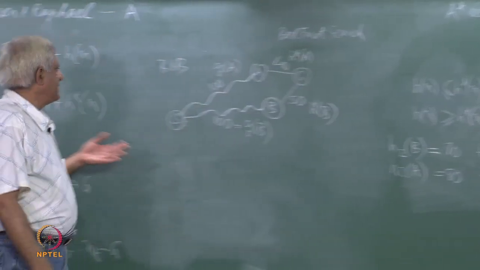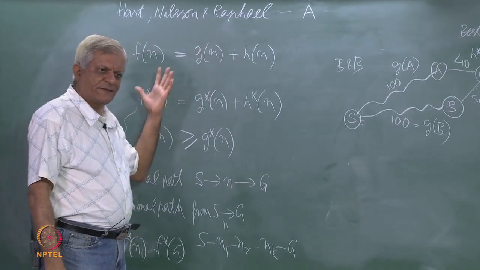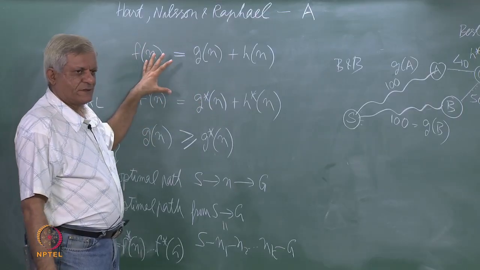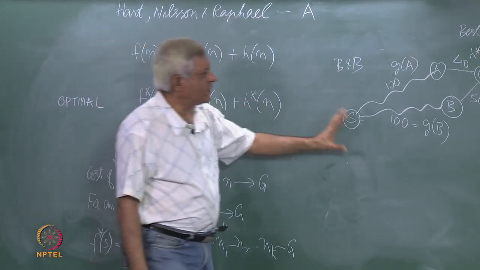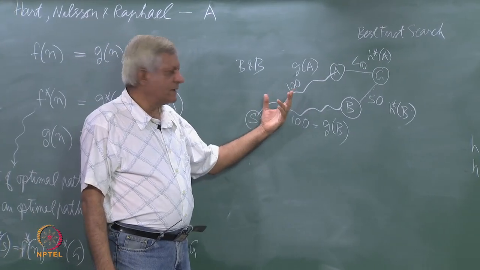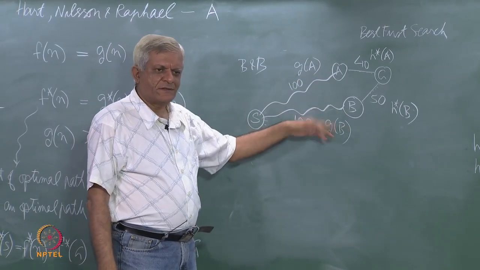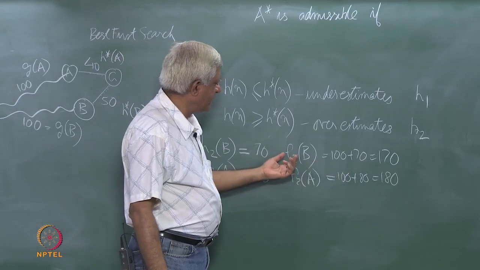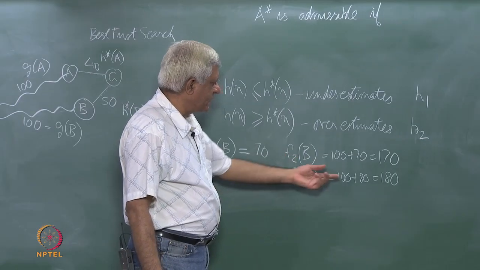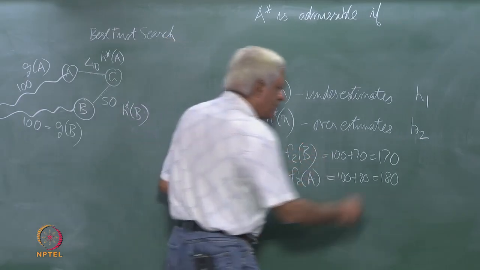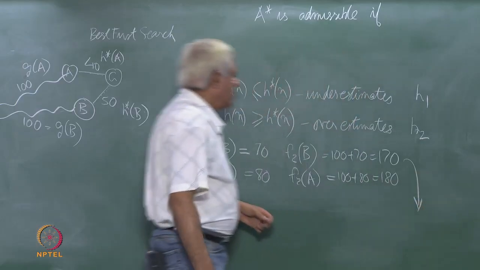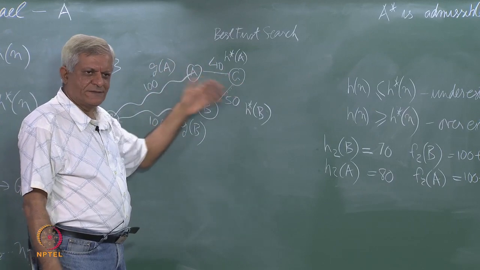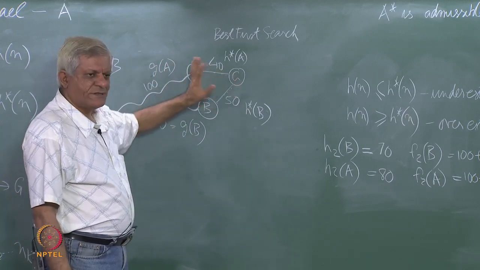Remember that what the algorithm A star does is maintain a priority queue on f values. In this small example there are only two nodes in the open list, one is A, one is B, and it has to decide which one to pick. It uses the f values: F2 of A is 180 and F2 of B is 170. So, it will pick this node, which means it will now, as Dijkstra would have said, relax the edge here, which means it will compute g of G.